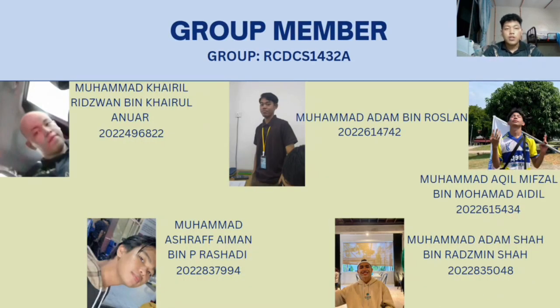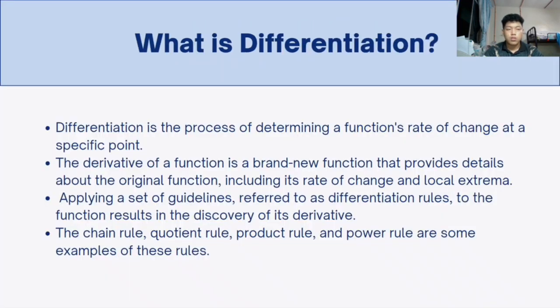Before that, let me introduce you to my group members. Firstly, I want to introduce myself. My name is Muhammad Khairil Rizwan bin Karol Anwar, and my group members are Muhammad Adam bin Roslan, Muhammad Ashraf Aiman bin P. Rashidi, Muhammad Akim Mifzal bin Muhammad Aidil, and Muhammad Adam Shah bin Razmi Shah.